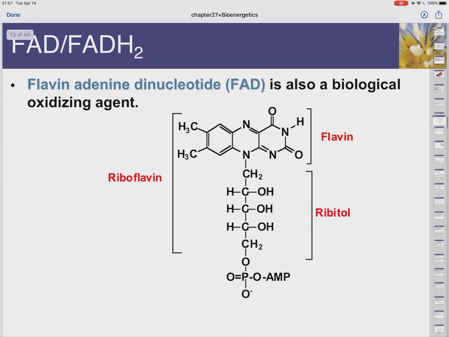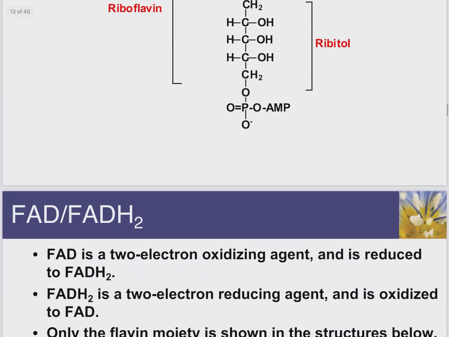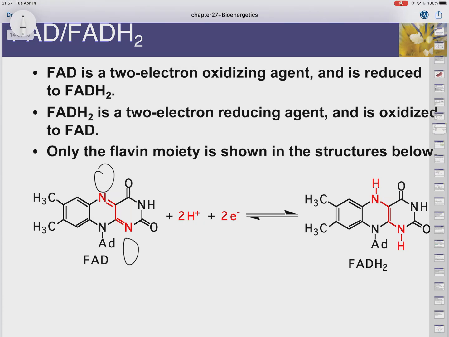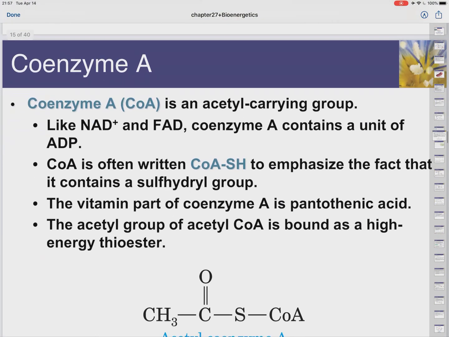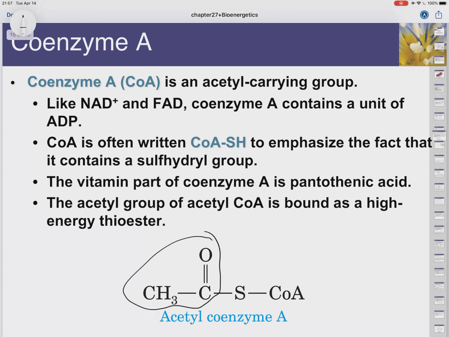Here's FAD. This gets reduced into FADH2, and again, it'll also carry some electrons to the electron transport chain. So here we're just seeing where those hydrogens are going to go. And here's coenzyme A. And coenzyme A is carrying the acetyl group, which is this 2-carbon bit right here. And this is coenzyme A. So acetyl coenzyme A is another way that you'll see this molecule.